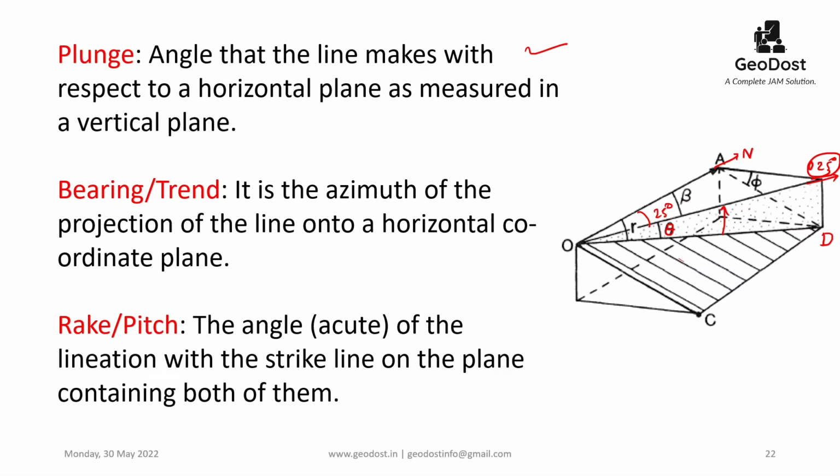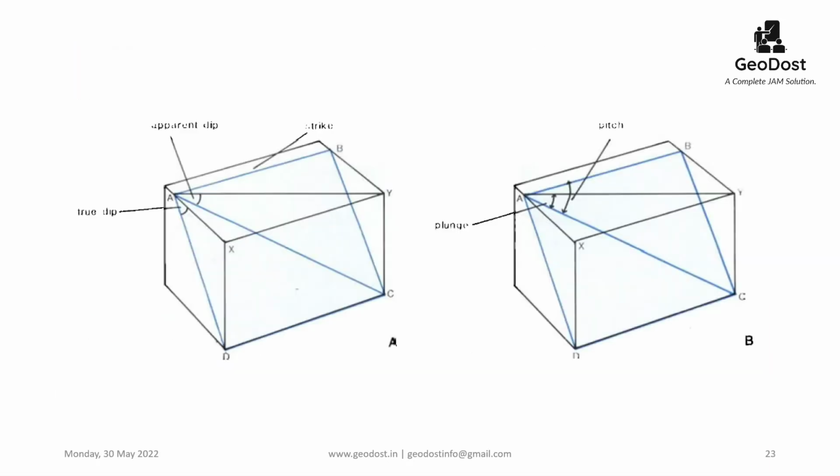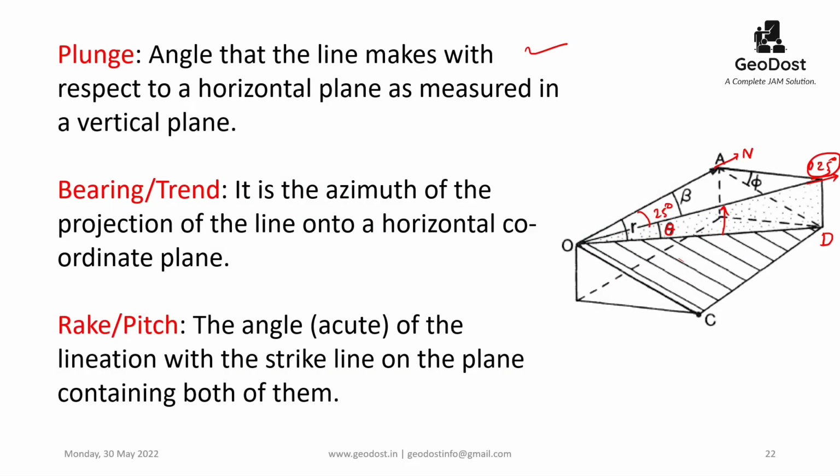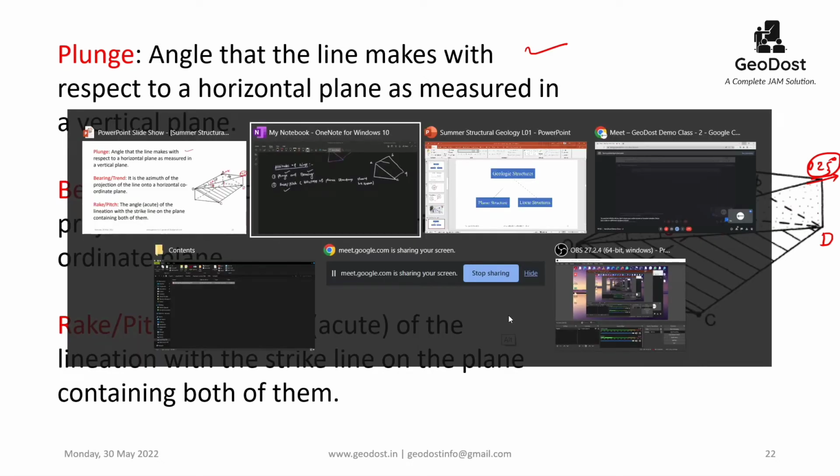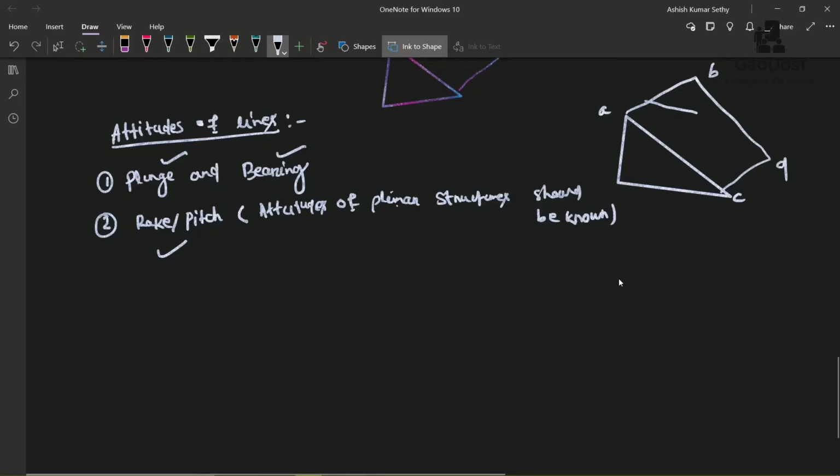And the plunge you see, and one thing that is the rake and pitch. So what is the rake and pitch? In order to understand it, you just have to move to this part. Okay, तो rake and pitch का क्या मतलब होता है? Remember, this is basically the acute angle of a lineation with the strike line on a plane containing both of them. Okay, remember, this is the exact definition.